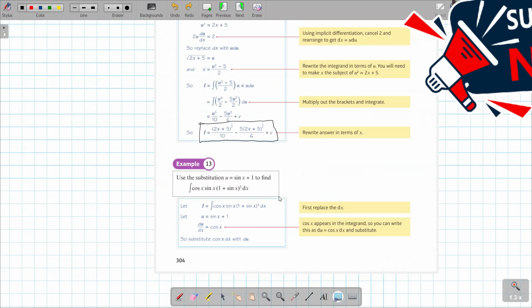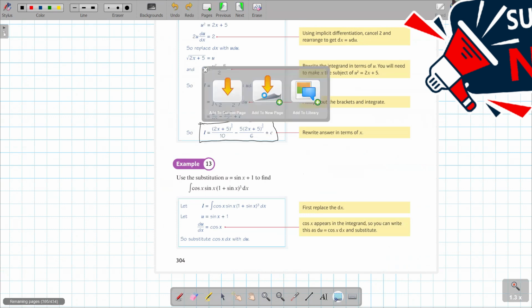Use substitution to find this. Add to the new page. Now he's telling us the substitution. You have to substitute 1 plus sin x equal to u.